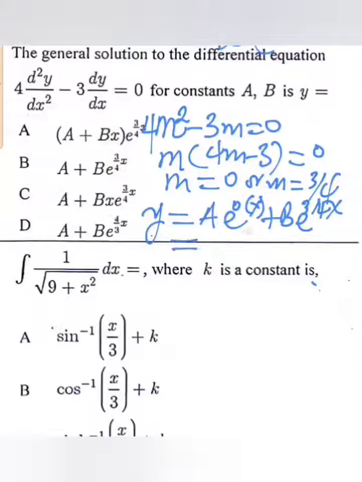and this gives us e to the 0 is 1, so we have the first term there as a, plus b e to the 3/4x, and that corresponds to option B.